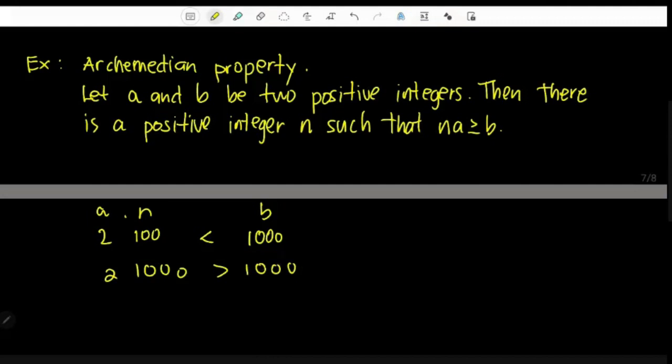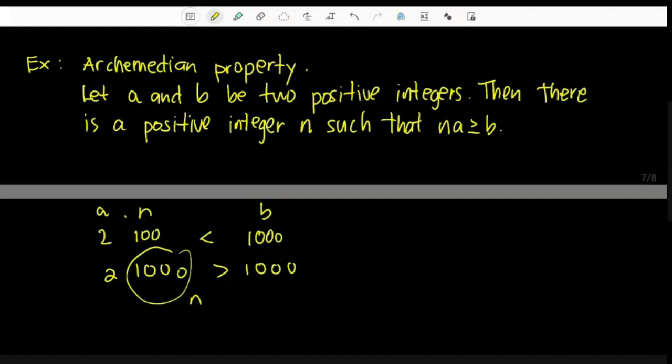So, yun yung sinasabi. So, that means I was able to find an n big enough so that when I multiply it to A, no matter how small A is, nagiging mas malaki na siya dun sa B. Okay? So, it's a very simple property. But later on, we'll find it very convenient.